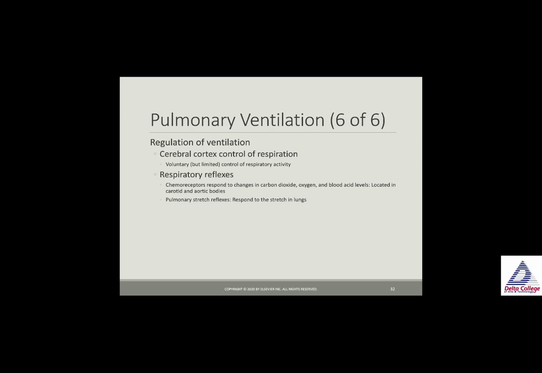Now, the cerebral cortex control of respiration. This is voluntary, but it is limited control of the respiratory activity. Then we have something called chemoreceptors. Chemoreceptors respond to changes in carbon dioxide, oxygen, and blood acid levels. They are located in the carotid and aortic bodies. So they're in our carotid and our aorta. And then we have pulmonary stretch reflexes. This responds to the stretch in our lungs.